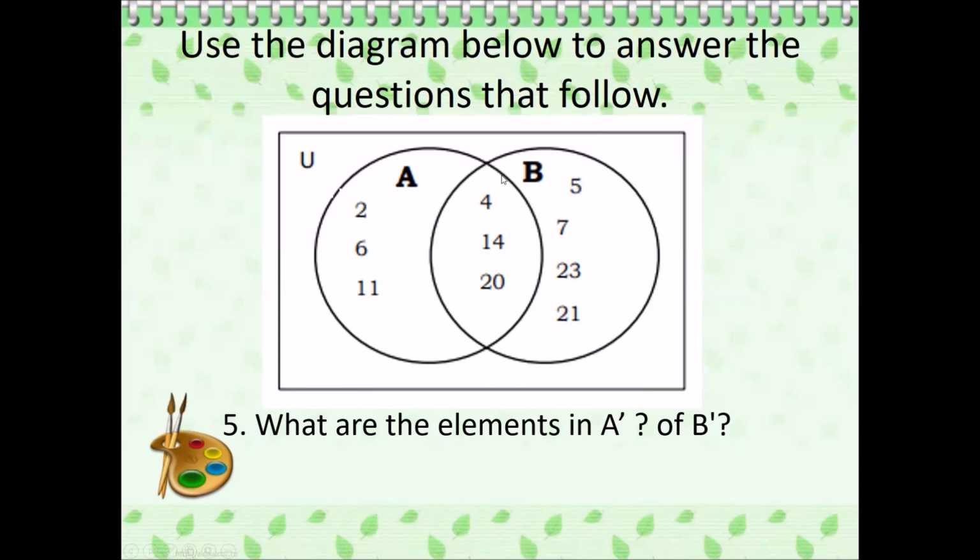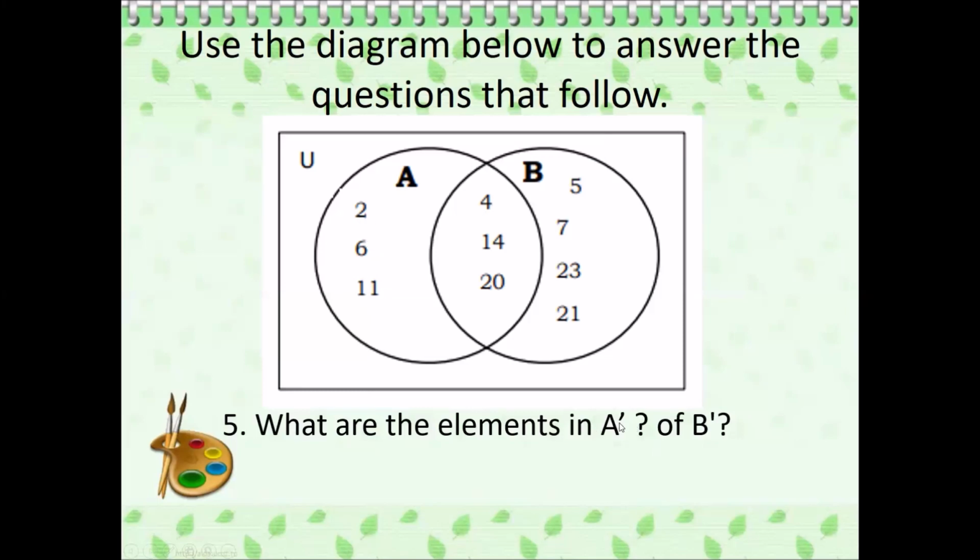Then, kung ito naman ang elements ng set B. So, 4, 5, 7, 14, 20, 21, 23. At ang nasa labas ng set B na elements, yon ang complement of set B. Ano ang mga elements na nasa labas ng set B? So, ito yung 2, 6, 11.